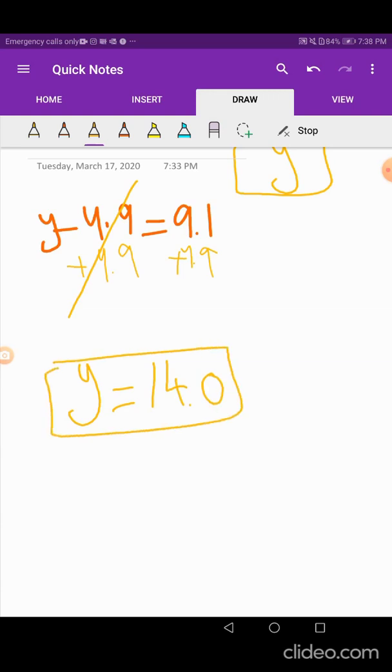Now we need to check our answer. I'm going to replace the y by 14. So simply, I'm going to erase the y and replace it by 14. Is 14 minus 4.9 equal to 9.1? Yes, it is. So my solution is correct.